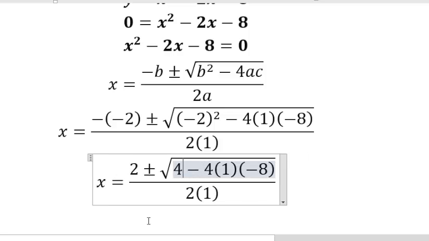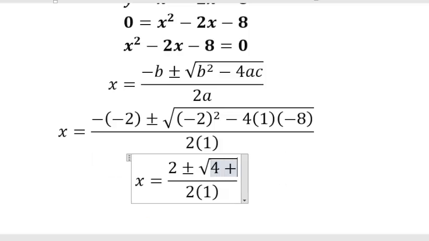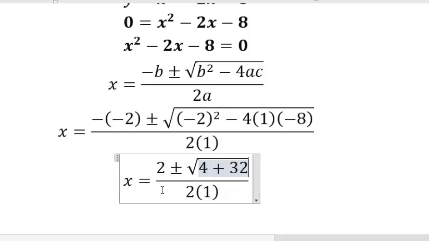And now let's see the other one. I have negative 4 times 1. That will be negative 4. And that negative 4 times negative 8 will be minus and minus plus, and 4 times 8, 32. Then I go with the other one, 2 times 1. 2 times 1 is 2.